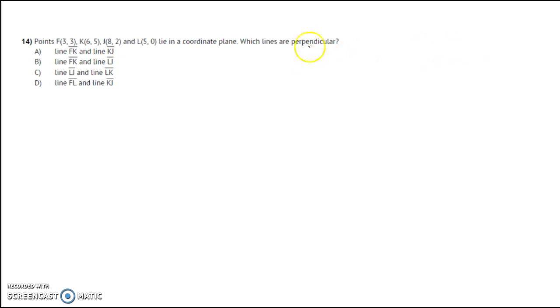And they want to know which lines are perpendicular. And it gives us some options here. So we're actually going to utilize the fact that we have options and test those out and see which one of these sets is perpendicular. But we need to keep in mind, what does it mean for lines to be perpendicular? It means they form a right angle with each other.